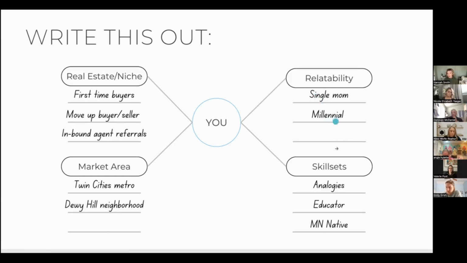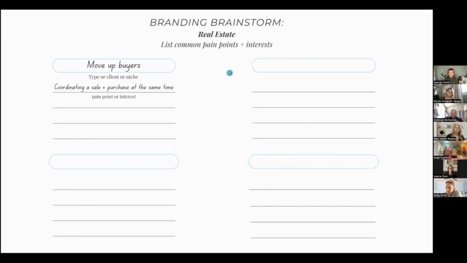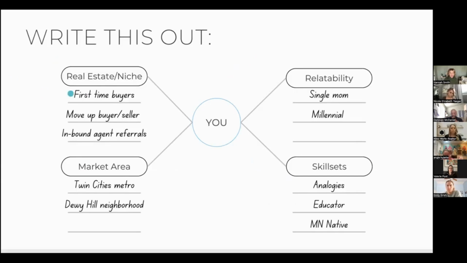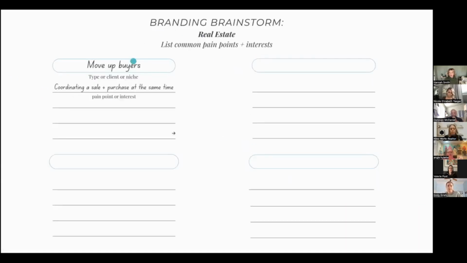I could go on for miles with that list, because that's easy. That's just who you are, what you like, what you don't like. The next part is you're going to break down. All of these topics that I put under my real estate, I break down into a whole other sheet listing the common interests or pain points of those people.